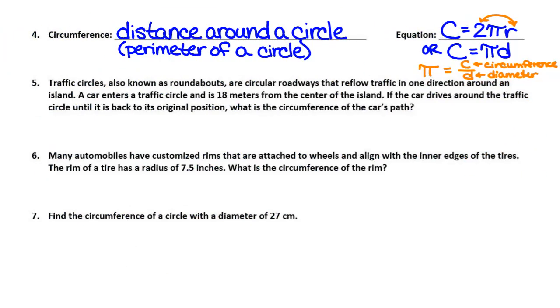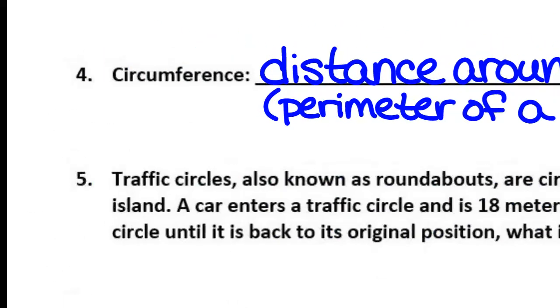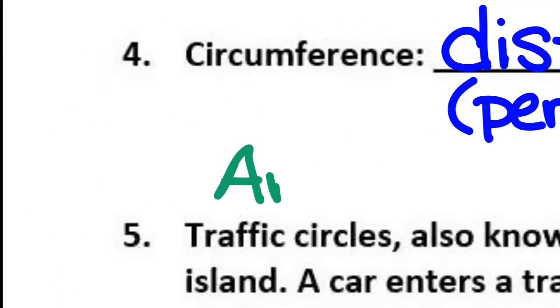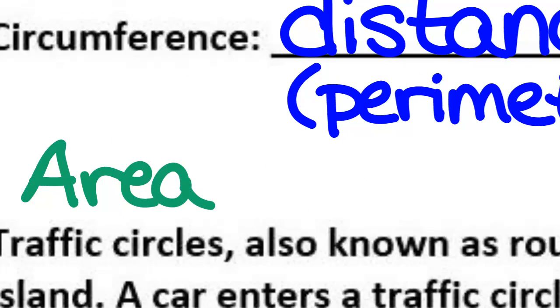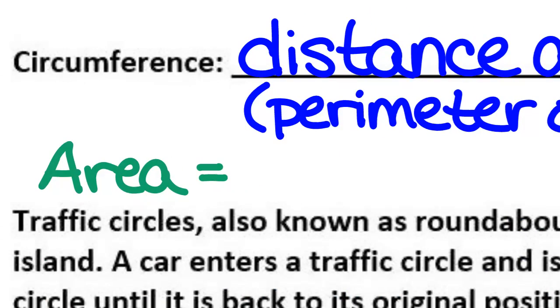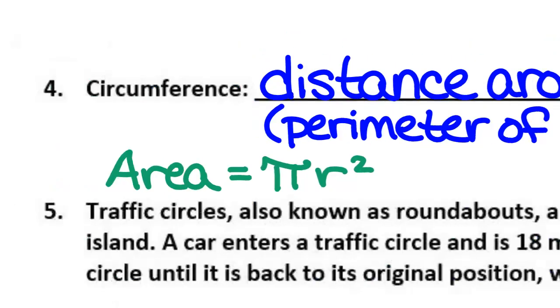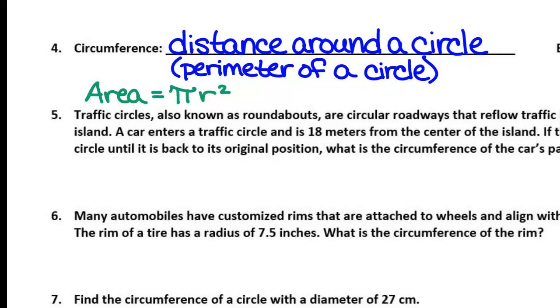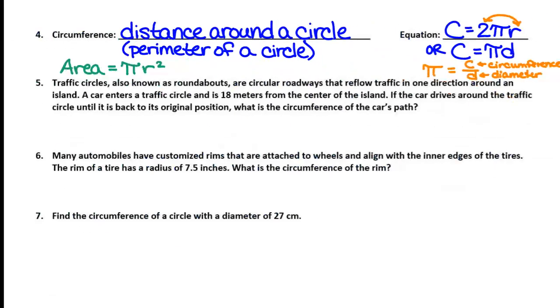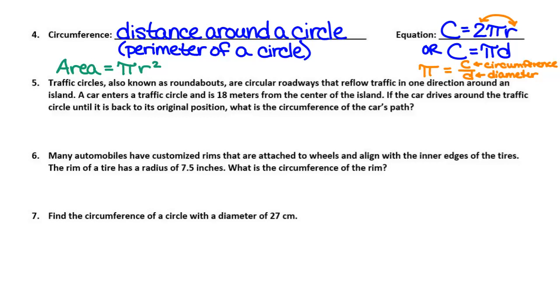And before we go on to answering any questions, I also want to give the area formula too. Pi is equal to the circumference divided by the diameter. The area of a circle is pi times the radius squared. All right, let's see if we can answer these three questions here.